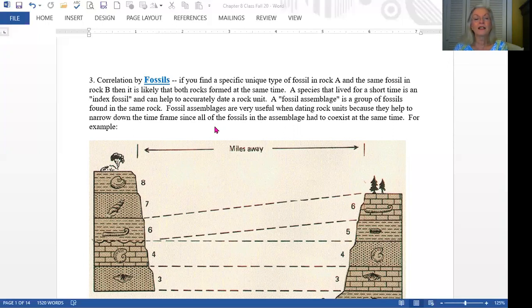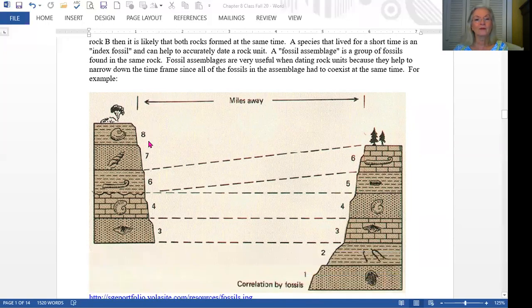And then if you find the same fossils in another rock, you can assume that they were formed at a similar time frame. If you get really lucky, you'll find an index fossil. An index fossil represents a species that didn't live for very long. And so what that does is it narrows down our time frame. Some species live for millions of years, and some species are not suited to changes in their environment and they die out relatively quickly. So correlation by fossils is really important.